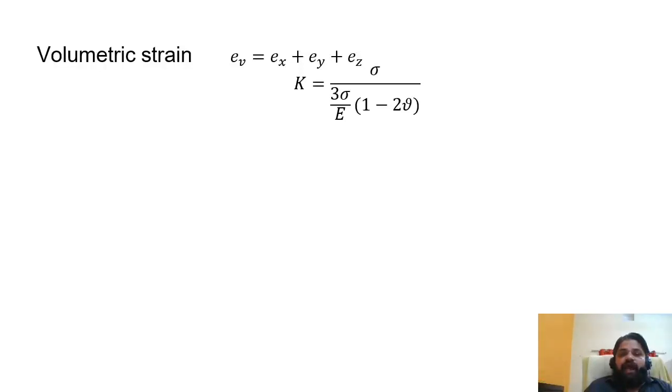Now we can have this sigma, sigma will be cancelled, and this E, G, K will have a new relation. So K is equal to E by 3 into 1 minus 2 nu, or it is 3K. That means bulk modulus, Poisson's ratio and Young's modulus having a relation 3K into 1 minus 2 nu is equal to E. So we got the relation of E and K, Young's modulus and bulk modulus, by utilizing the Poisson's ratio.